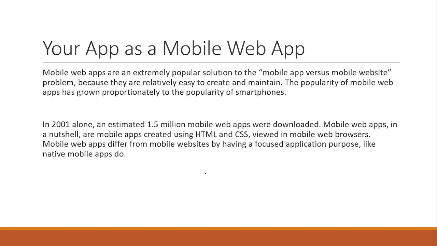So mobile web apps, in a nutshell, are mobile apps created using HTML and CSS and viewed in mobile web browsers. So mobile web apps differ from mobile websites by having a focused application purpose, like mobile native apps do. So ang difference lang is ging-obra ni si mobile web app via CSS and HTML, while si native applications is go ba siya by Java, by Swift. So dumabalanta nga this type of application to do limited lang ang ilang capabilities. So i-discuss na siya later.